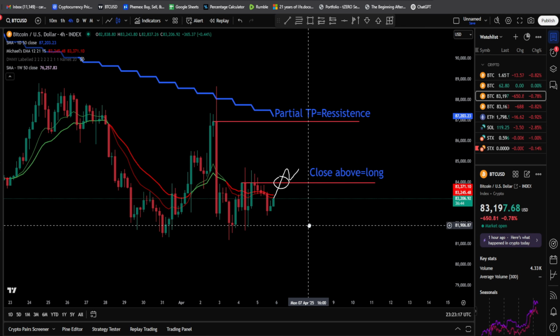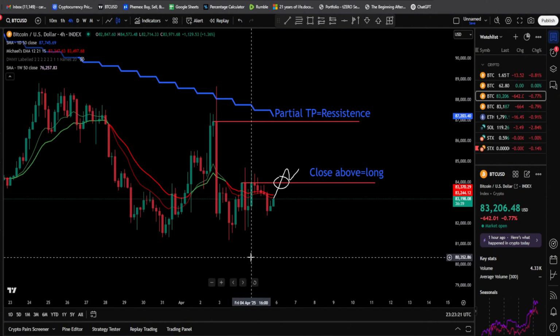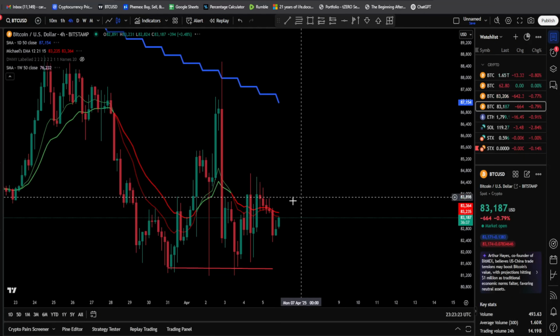Okay. That's the most recent trade that I'm looking at right now. Don't want to delete that actually.